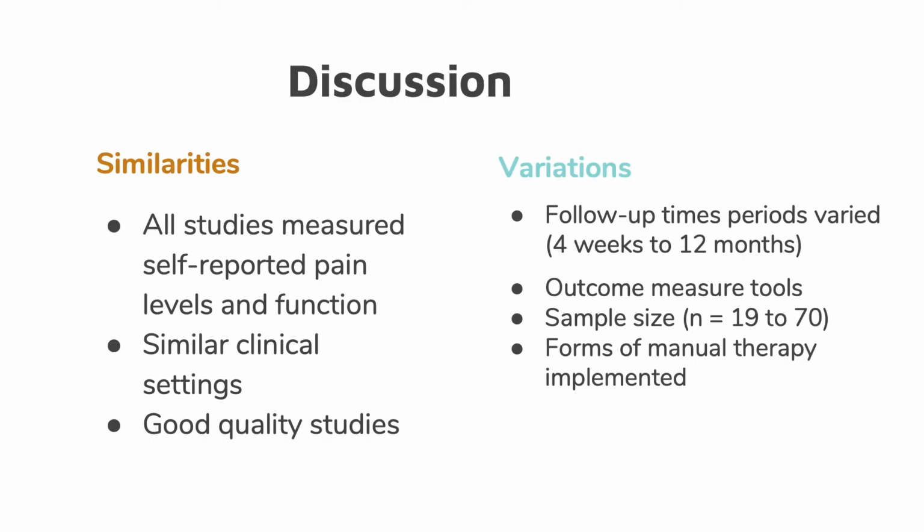Similarities of the studies included that they all measured self-reported pain levels and function levels, and they were in similar clinical settings with good quality studies. Some variations or differences of the studies, however, were that the follow-up time periods varied, so the least amount of time was 4 weeks and the longest amount of time for follow-up was 1 year. There were also some variations in the outcome measure tools, and the sample size varied from 19 participants to 70. Also, the forms of manual therapy implemented varied. So there could be soft tissue mobilization, joint mobilization, or myofascial release, for example.